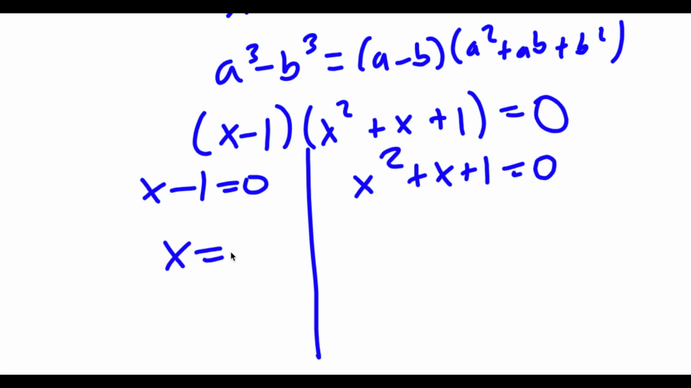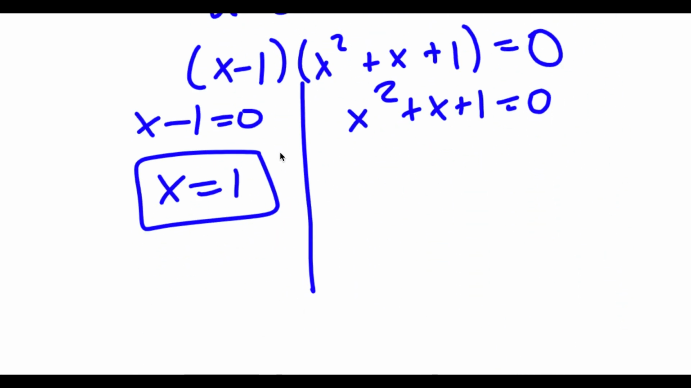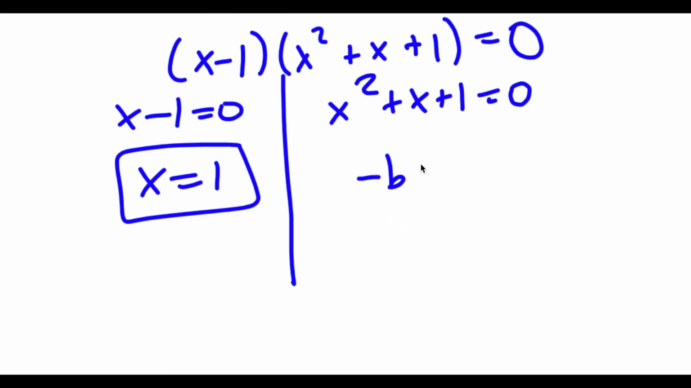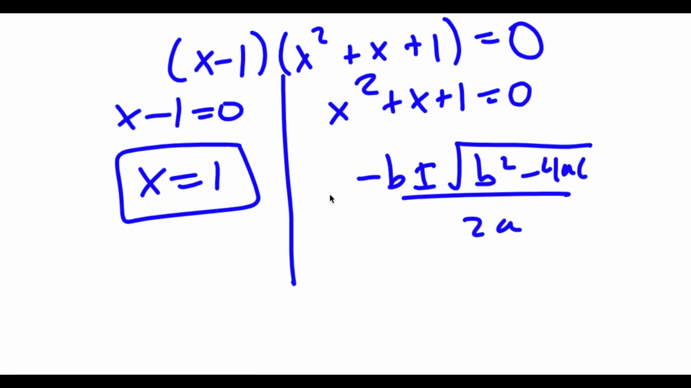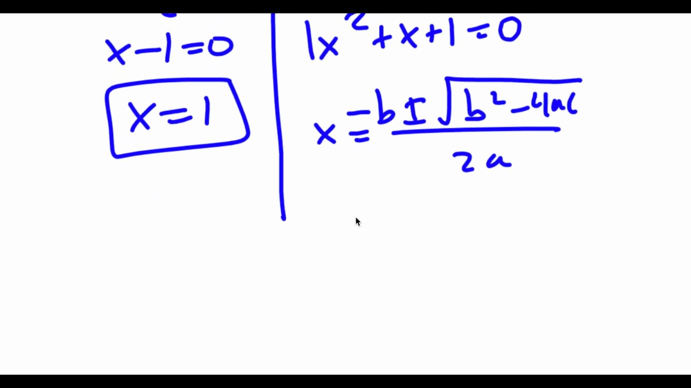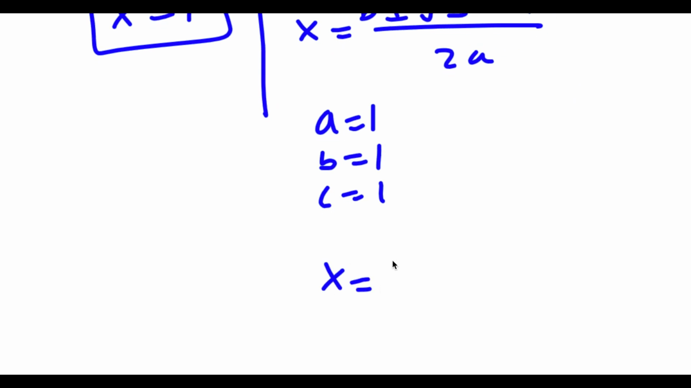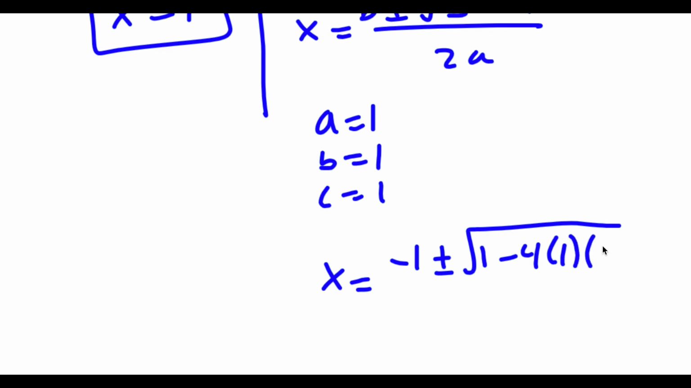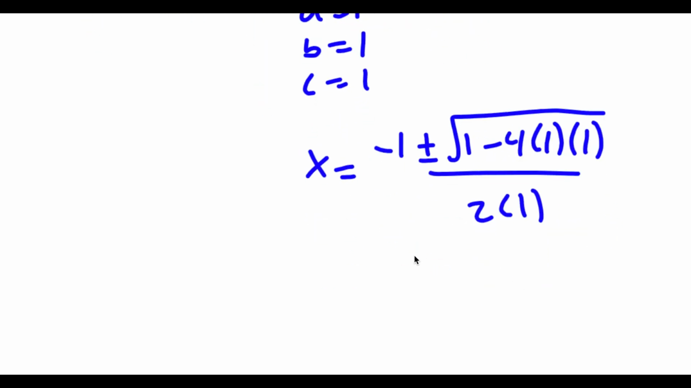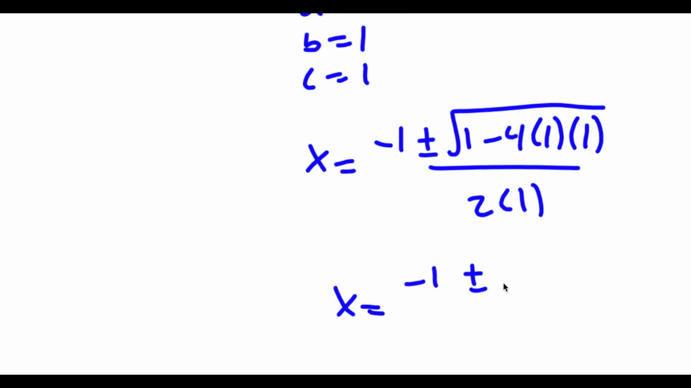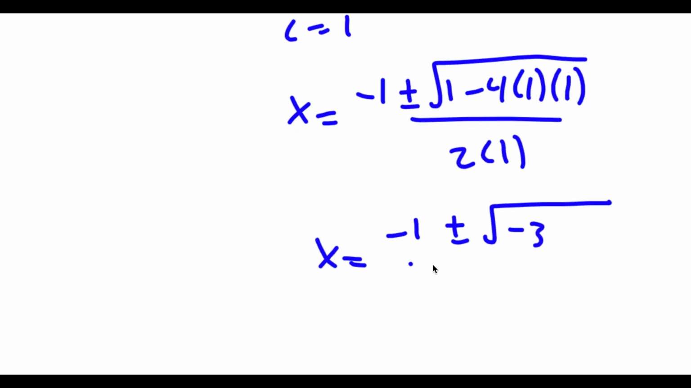So for x minus 1 equals 0, we get x equals 1, which we already got before. And for x squared plus x plus 1 equals 0, we can use the quadratic formula, which is negative b plus or minus the square root of b squared minus 4ac all over 2a. So in this case, a is 1, b is 1, c is 1. So I get x is equal to negative 1 plus or minus the square root of 1 minus 4 times 1 times 1 all over 2 times 1. This is equal to negative 1 plus or minus the square root of negative 3 over 2.